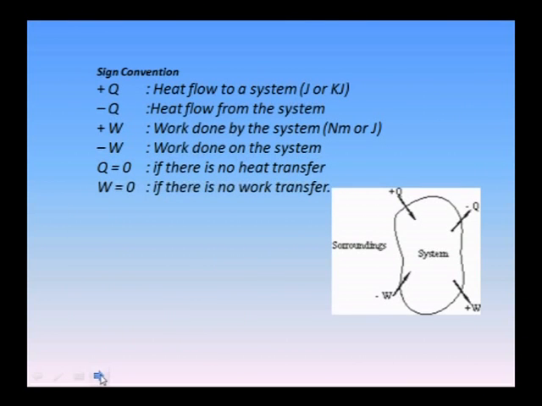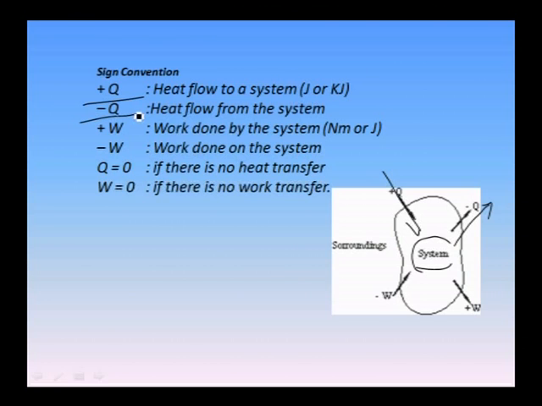So, next let us learn about the sign convention, and this is a system. The system absorbs the heat from the surroundings. When the heat enters from the surroundings to the system, it is termed as positive heat. Heat flows to a system. When the system rejects the heat, when the heat flows from the system to the surroundings, it is termed as negative. It is denoted by negative Q.